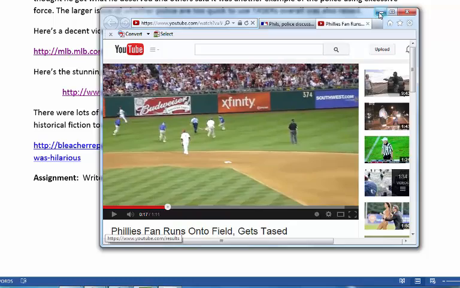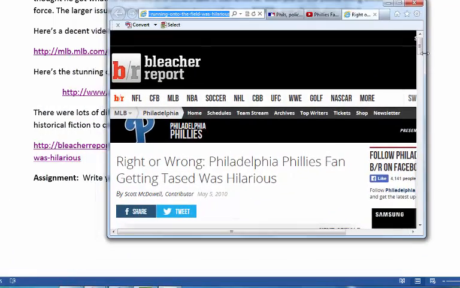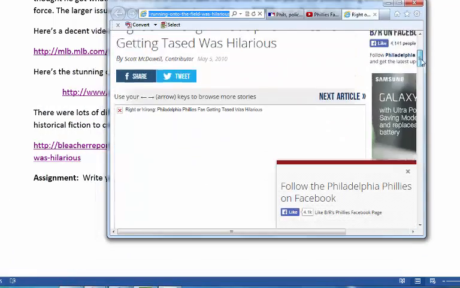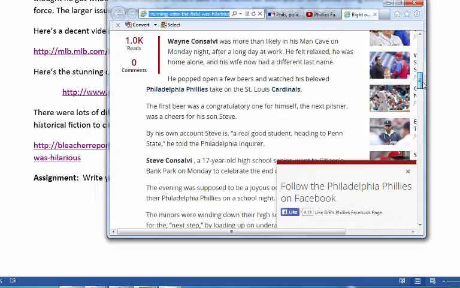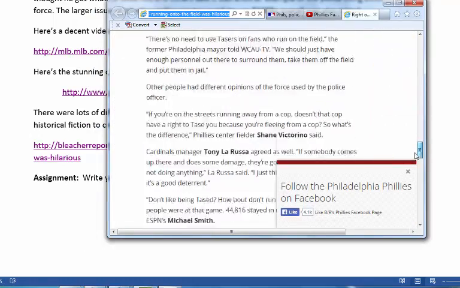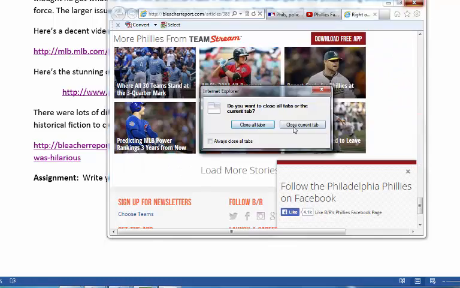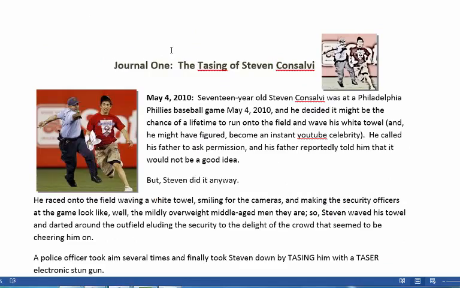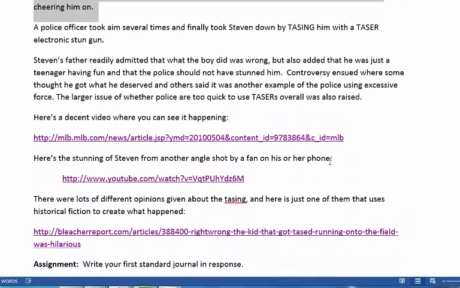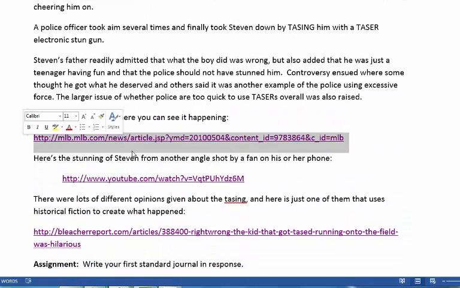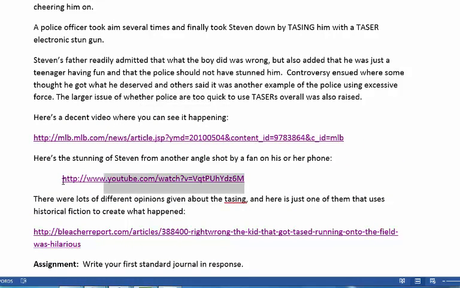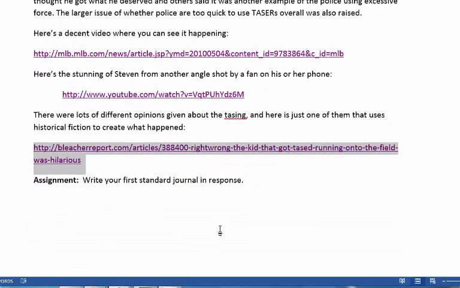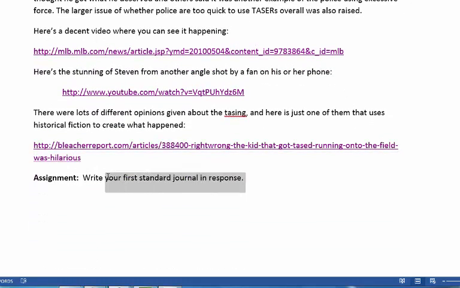And so this third link actually brings up an article, and you would need to go ahead and read through that. There it is right here, all the text. Not too tough. So as you can see, your first job with the journal is to read through the background, watch this little short video and read the accompanying article, watch this second video, and then read this third article. And then your assignment would be to write a standard journal in response.